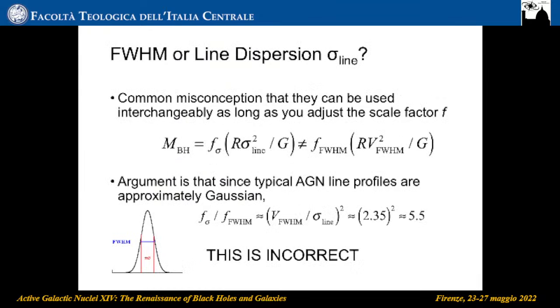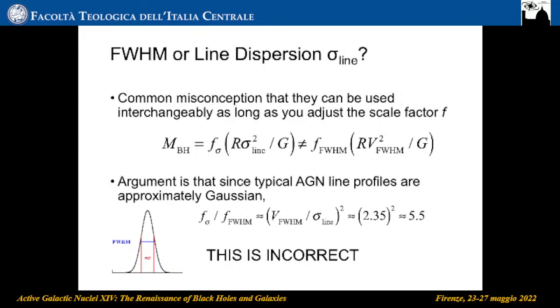On doing that, we can find measurements of the width either as the full width at half maximum, or as the line dispersion, sigma, the root square of the second moment of the line profile. Very often people think that we can use either the FWHM or the sigma line just by using a factor to go from one to the other. But actually this is incorrect. This could be, in principle, correct if we had a Gaussian profile.